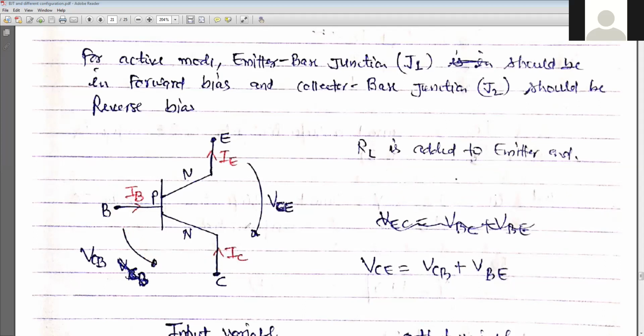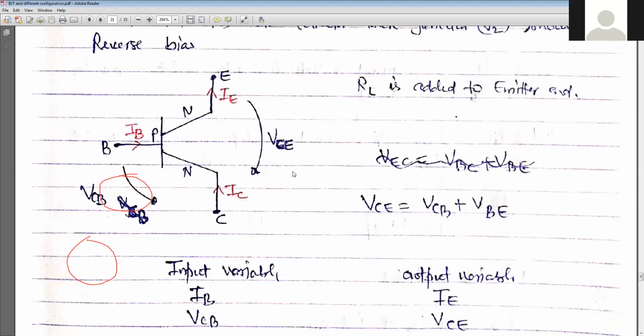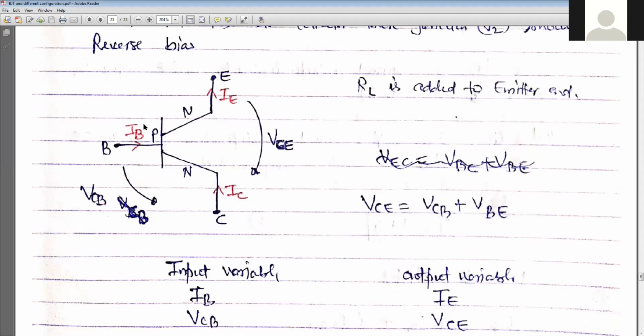Now you can see that this is the input end and this is the output end. If I talk about the input end, my input current is IB and my input voltage is VCB. This is what is written here. Your output current is IE and output voltage is VCE. See that?